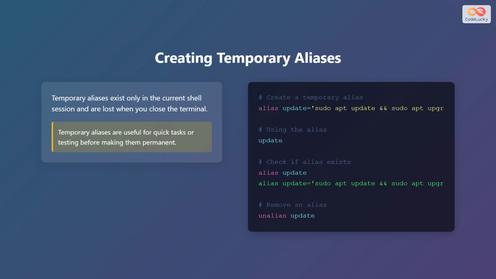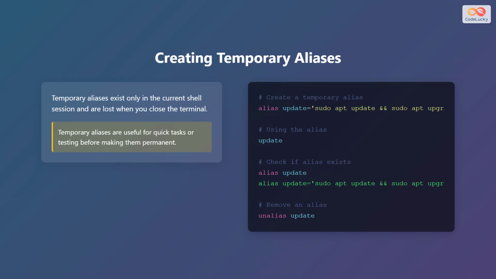Let's talk about creating temporary aliases. Temporary aliases exist only in the current shell session, which means they are lost when you close the terminal. They are useful for quick tasks or testing before making them permanent. To create one, use the command alias update='sudo apt update && sudo apt upgrade'. Now, when you type update and press enter, it will execute both the update and upgrade commands.